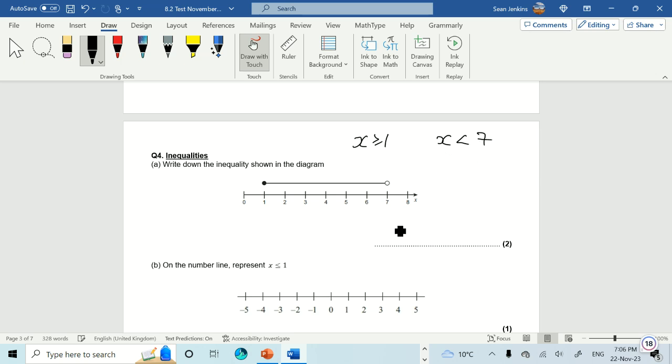Now, how do we write this in one go? We change the inequality sign around. We put the number first, and we say 1 is less than or equal to x, which is less than 7. And that's our 2 marks.